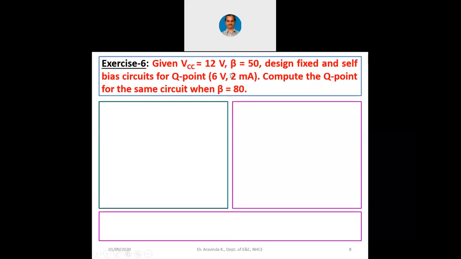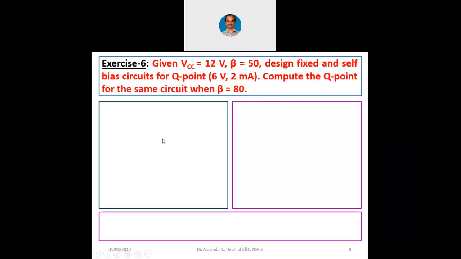Given VCC equals 12 volts, beta equals 50, design fixed and self-bias circuits for Qpoint 6 volts and 2 milliampere. VCC 12 volts, so ideally Qpoint must be 6 volts. And it is given ICQ is 2 milliampere. Compute the Qpoint for the same circuit when beta equals 80.